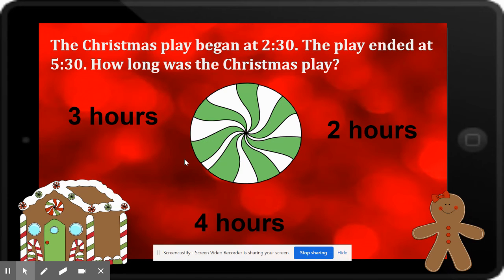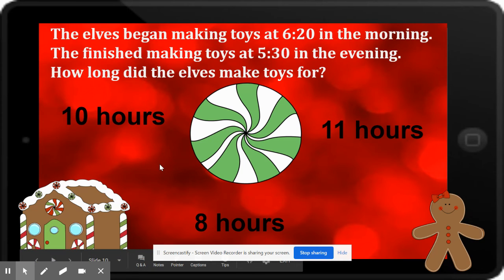Okay, this one you're going to have to figure out how many jumps you need to do. The Christmas play began at 2:30. The play ended at 5:30. How long was the Christmas play? You're going to have 2:30 at one end, 5:30 at the other end, and make your jumps and see how many hours it took.